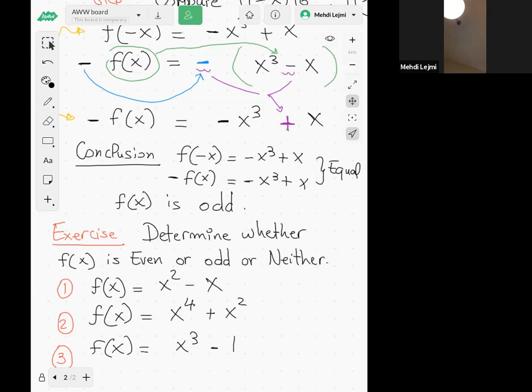So you have to find f of minus x, and then you compare it to f of x, and if it's not even, then you have to compare it to minus f of x. Eliani, your second one is even? Yes, second one is even. Absolutely.